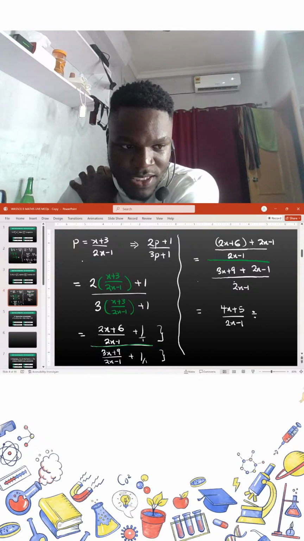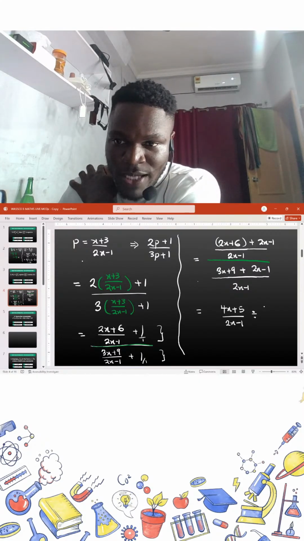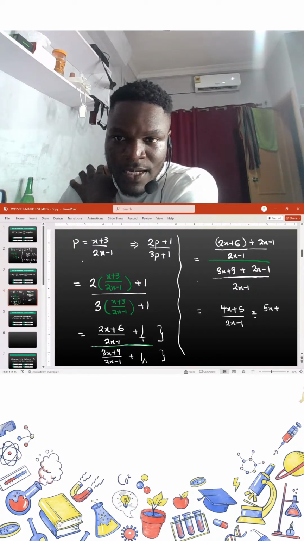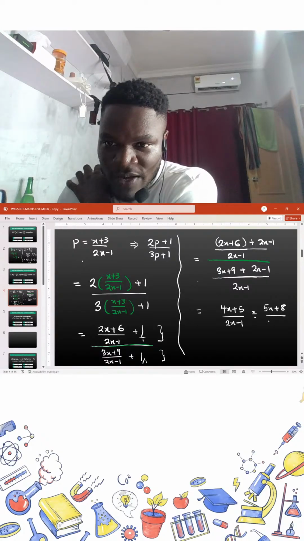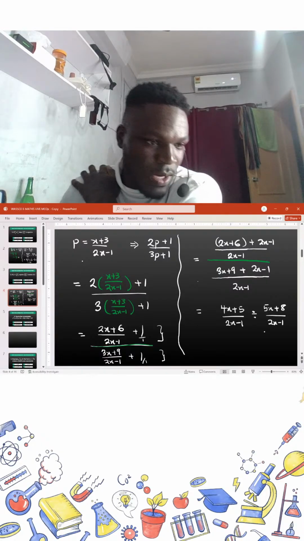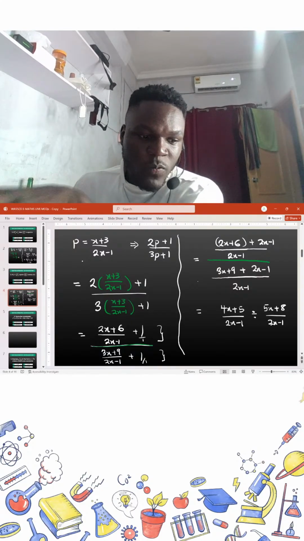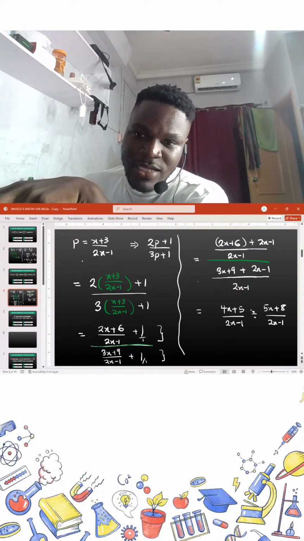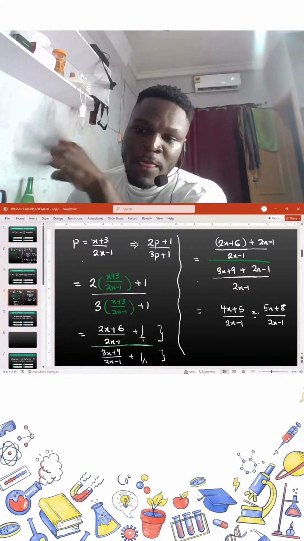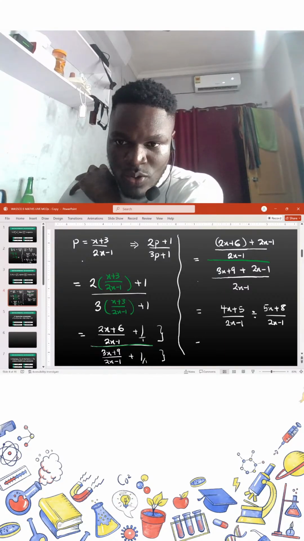So 3x plus 2x will give me 5x, plus 9 minus 1 will give me 8. Okay, they're all divided by 2x minus 1. So this is the expression that I have now. From here, all I need to do is get rid of this division sign and then finalize my solution. So over here, I maintain my 4x plus 5 over 2x minus 1.